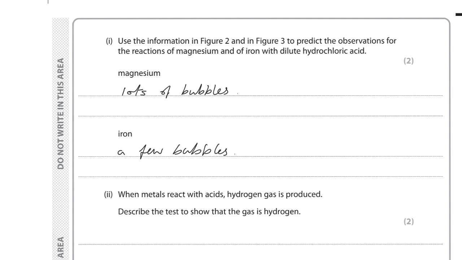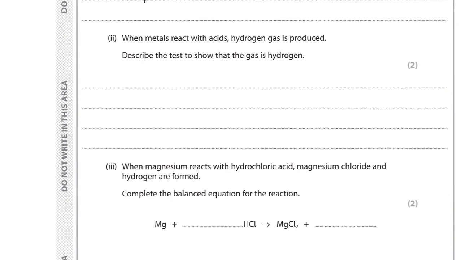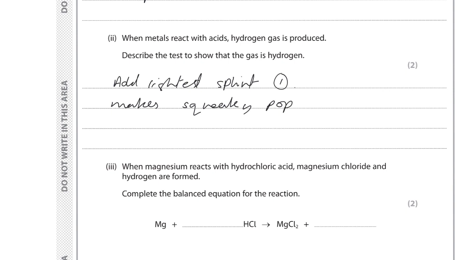Part 2 says, when metals react with acids, hydrogen gas is produced. Describe a test to show that the gas is hydrogen. If you just put down squeaky pop, you didn't get any marks. You had to say what the test was, and then the second mark depended on the first mark. So you had to say add lighted splint for 1 mark, and then it makes a squeaky pop for the second mark.